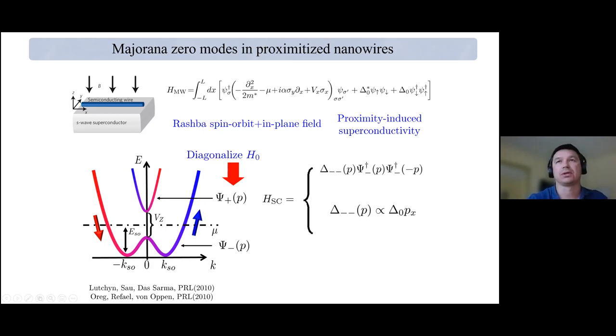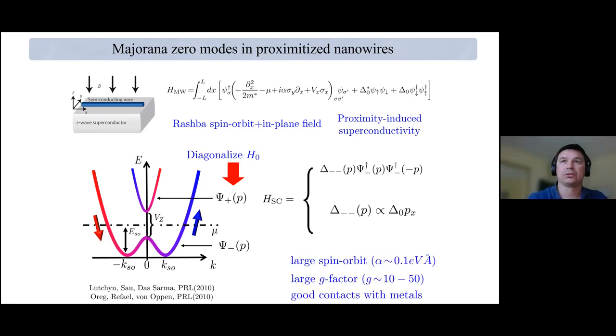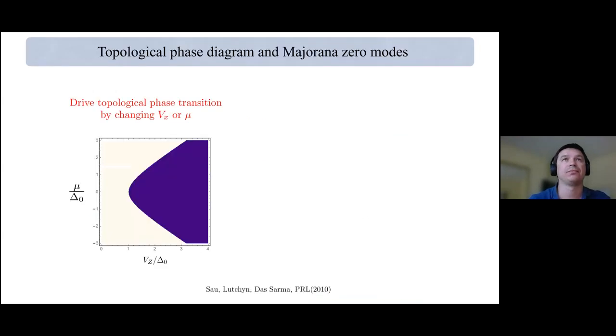So what's needed, and this proposal can be related to the previous work by Alexei Kitaev and others, where they've shown that if you realize spinless p-wave superconductivity, then such systems will generically host Majorana zero energy states. So in order to realize this proposal, we need to have large spin-orbit coupling, have a large g factor, and make sure that we have a large induced gap. Those are the basic requirements, staples, in order to realize this proposal.